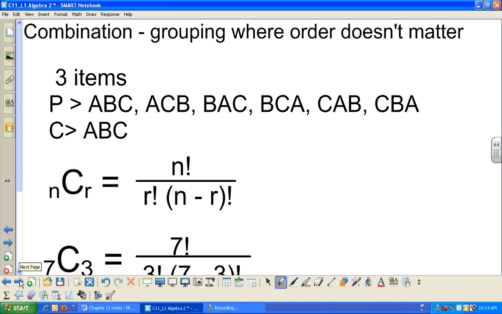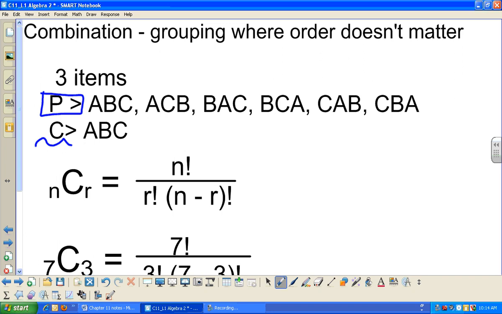Combination is where grouping does not matter. If I have 3 different items, permutation would get me 6 different ways that I can have a combination of those 3 items. Combination, there's only one because order does not matter here. So if I pick A, B, C, that's the same thing as picking C, B, A, or B, C, A. So this is the difference between permutation and combination.